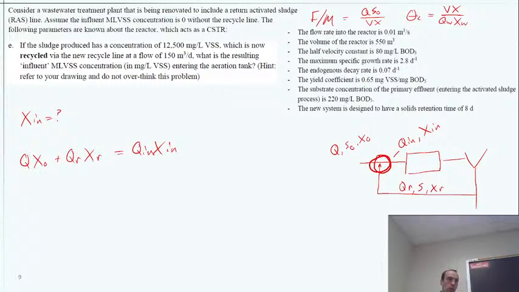So if we just draw a little control boundary around that juncture, it'll simply be what's going into that juncture is what's going out, right? So we've got Q times X naught, which goes to 0, plus QR times XR, what's coming in from the recycle line, is equal to the total flow rate going in times the concentration of X going in. So I'm just labeling it X in, and we can say that that's going to be equal to QR XR divided by this Q total here, the Q in.